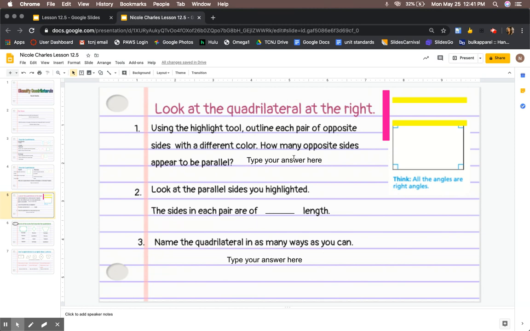Number 2 says look at the parallel sides you highlighted, the yellow and the pink. The sides in each pair are of blank length. Looking at each pair separately, how would you describe the lengths? And then number 3 is name the quadrilateral in as many ways as you can. We're looking at this, it's a rectangle. So let's just try to describe it in as many ways as we can.